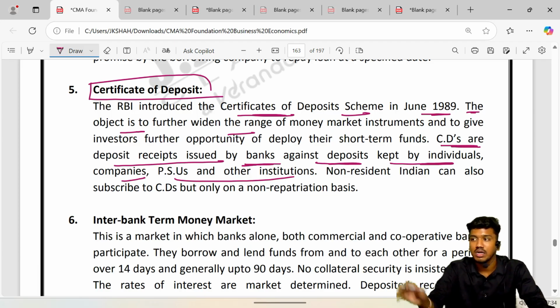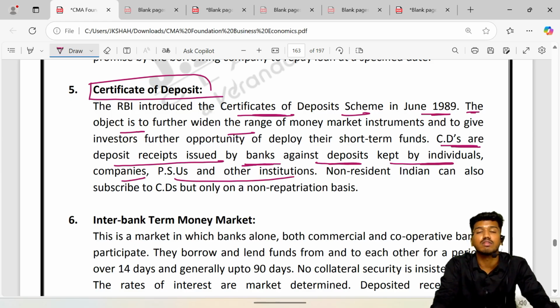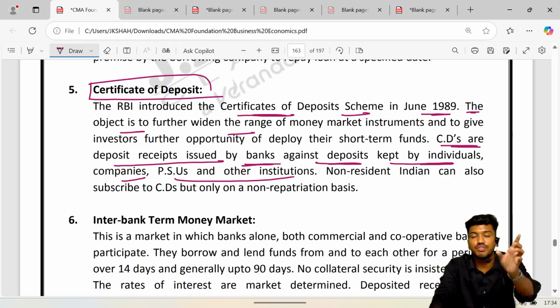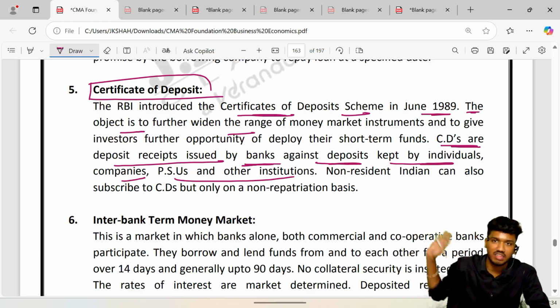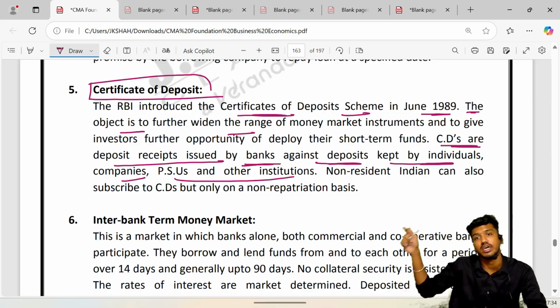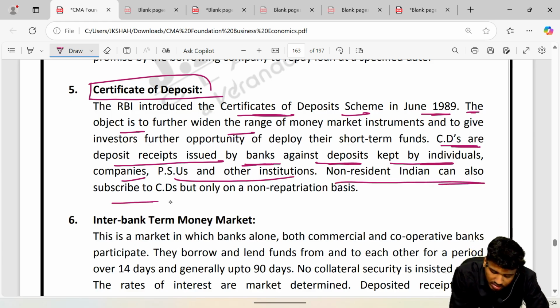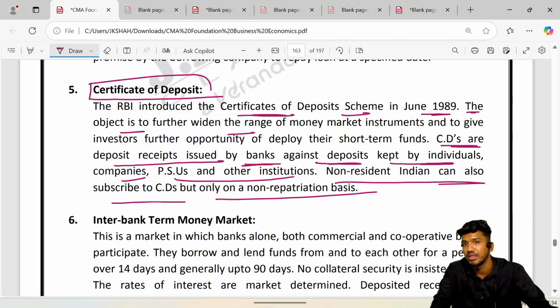Now my friend, a non-resident Indian from the USA, invested in SBI's certificate of deposit scheme. He can invest, but the funds shall be non-repatriable. This means he cannot take that money to his own country. The funds are not transferable to his own country. He will have to utilize the funds here itself. That is called non-repatriation basis. An NRI can make an investment in CD, but the funds are non-repatriable. He cannot take the funds along with him, so he'll have to spend that over here itself.